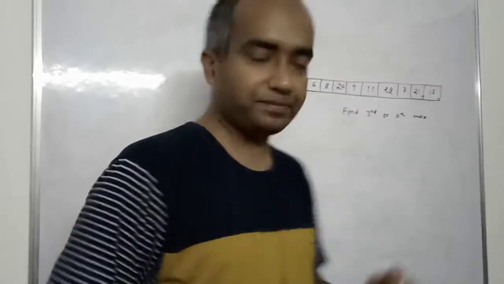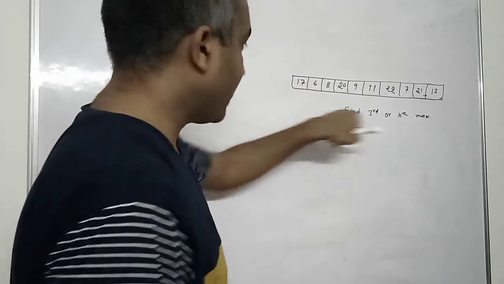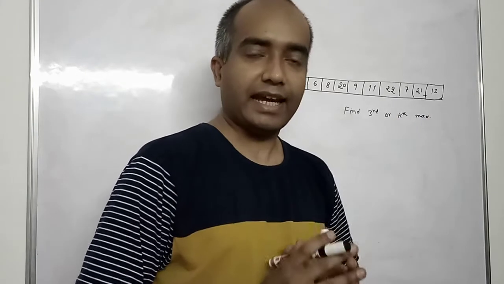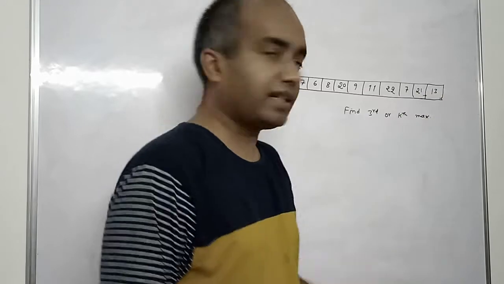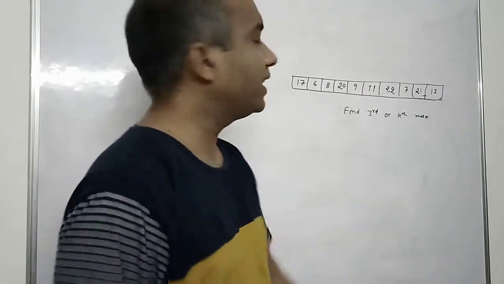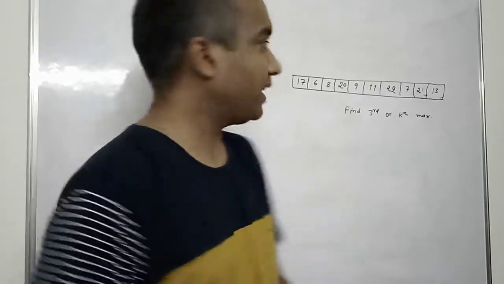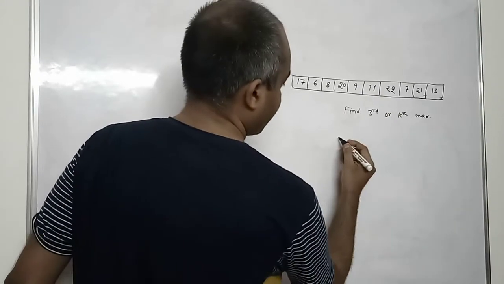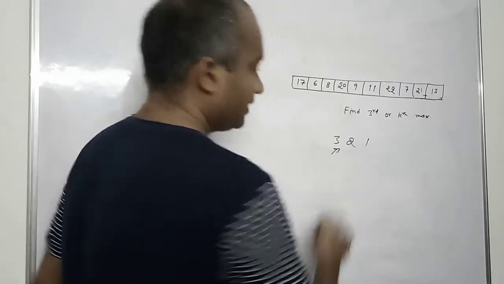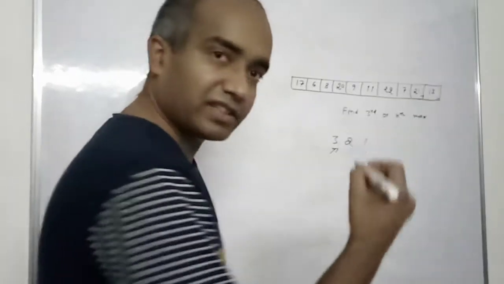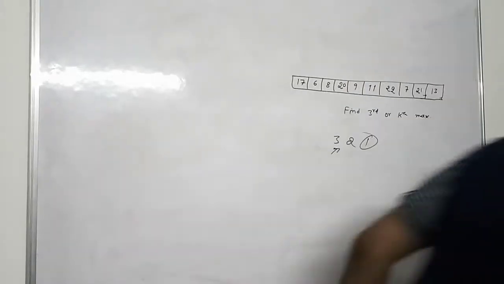Let's quickly take one problem from arrays. You are given an array of elements, like 17, 6 and so on, up to 10 elements, and you have to find the third smallest element. Like here, if I have three elements 3, 2, 1, then what is the third smallest element? 3 is the third smallest element. What is the first smallest element? 1 is the first smallest element, right?